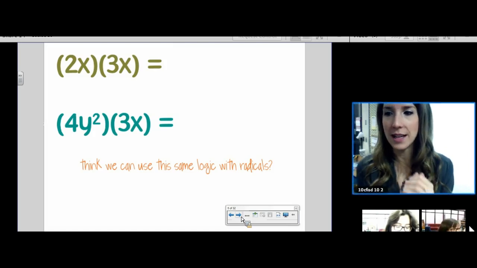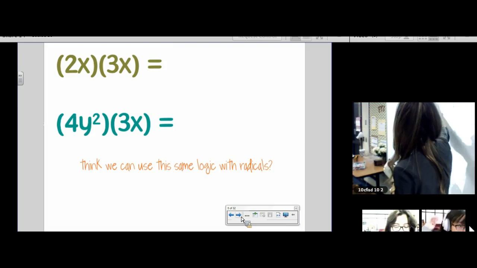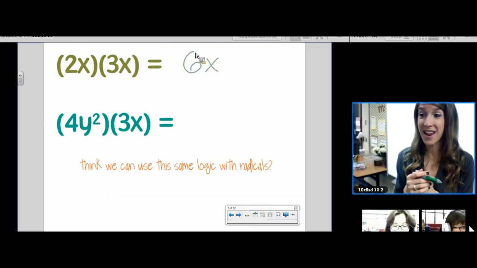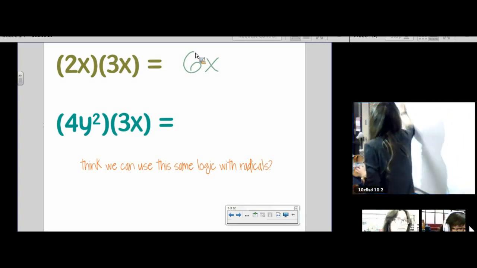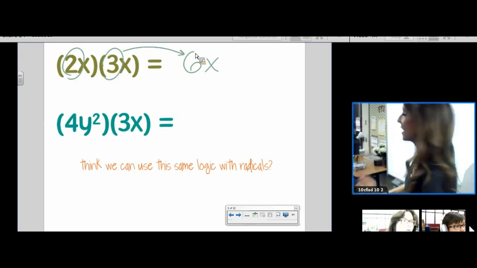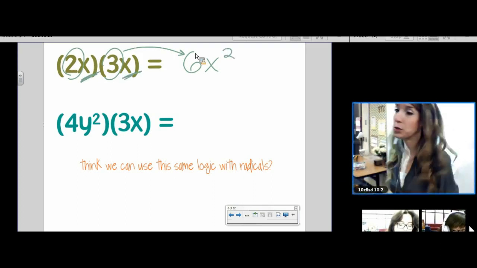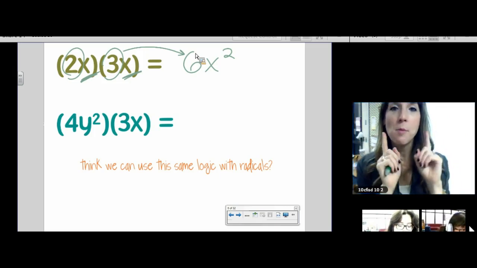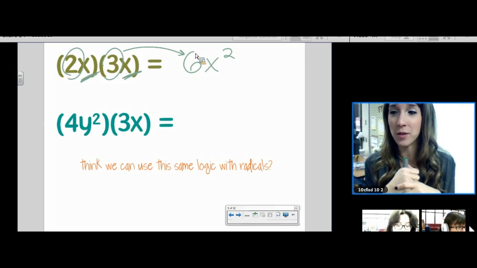What is 2x times 3x? It's not 6x, right? We don't treat it like we're adding. We have to multiply the 2 times the 3 to get 6, and then we need to multiply the x times the x to get x squared. So we multiplied the integers together, and we wrote it down, and we multiplied the variables together, and we wrote it down. And that's exactly how radicals are going to work.